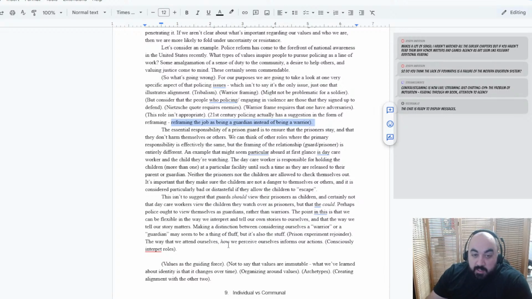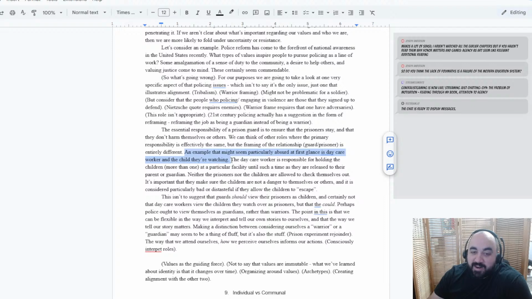The essential responsibility of a prison guard is to ensure that the prisoners stay and that they don't harm themselves or others. We can think of other roles where the primary responsibility is effectively the same, but the framing of the relationship guard-prisoner is entirely different. An example that might seem particularly absurd at first glance is a daycare worker and the child they're watching. That is kind of absurd.